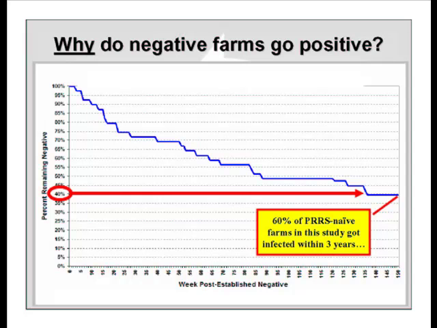you may have seen a chart like this. This is a survival curve, and this is the number of weeks after a farm was established negative. This happens to be data for 39 farms in a pilot study that was done with some southern Minnesota, northern Iowa sow farms. But basically over time, a fairly high percent of these farms went positive. And so that's a key question for us when it comes to PRRS: why does that happen?